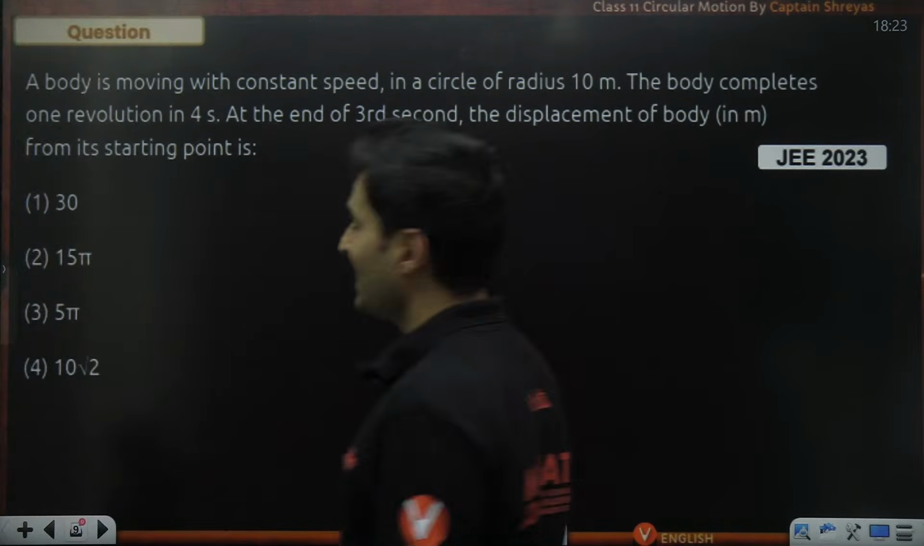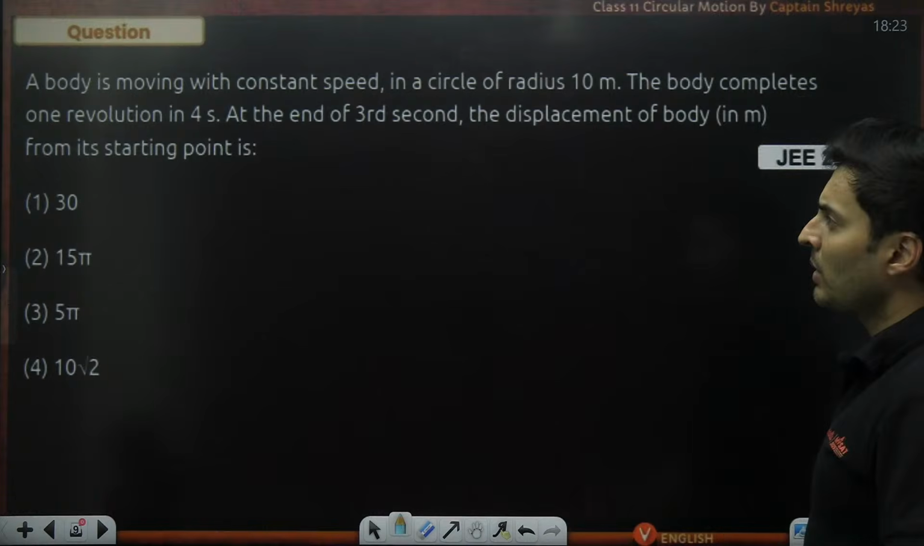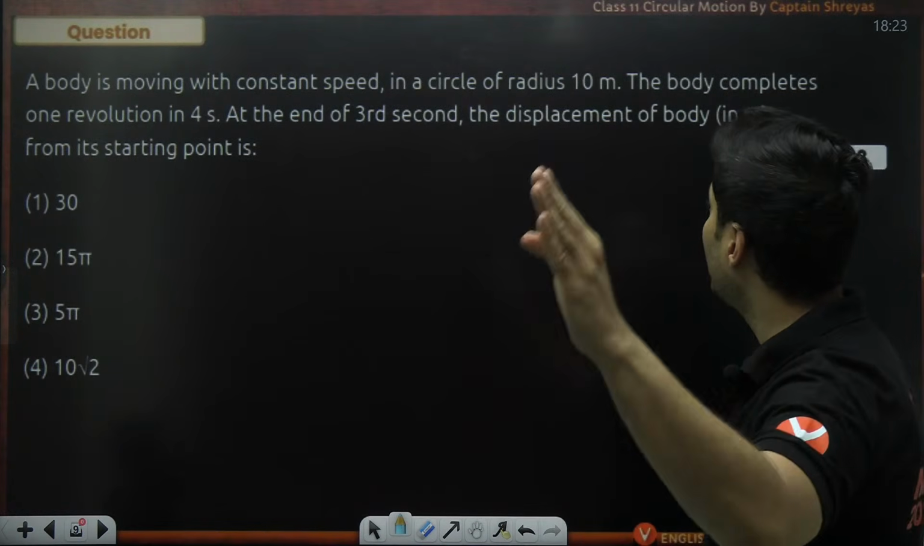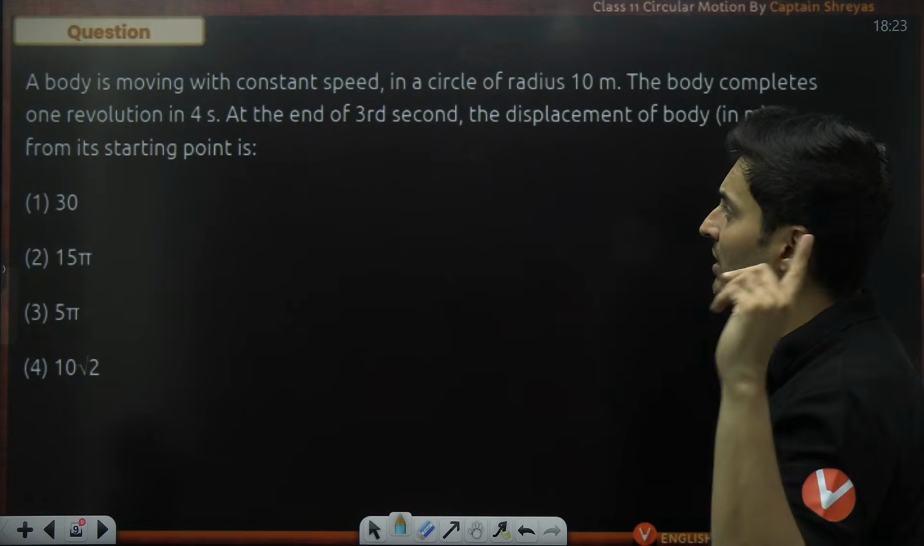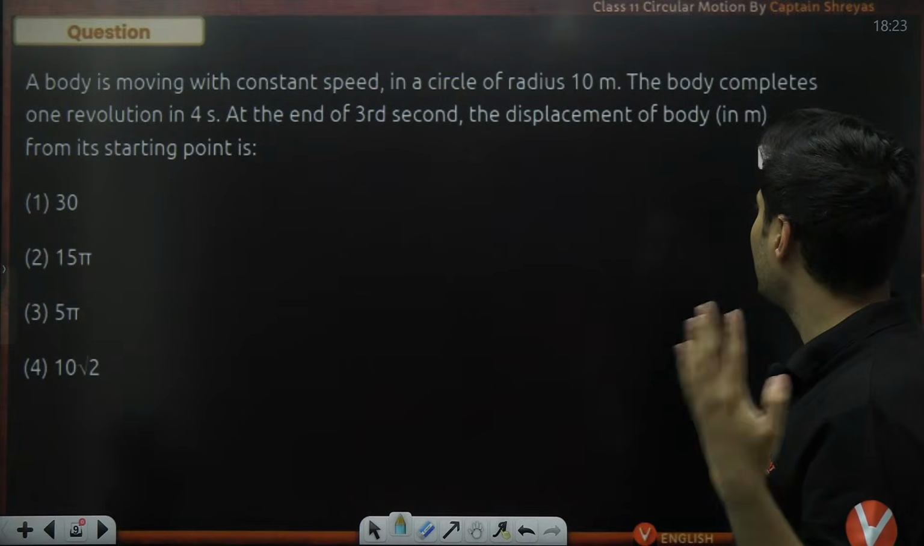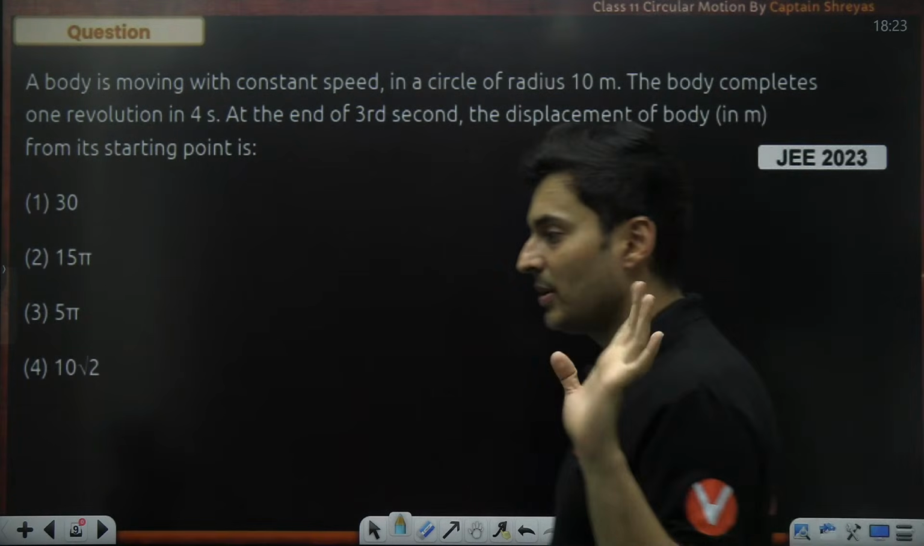And here it is. It was asked in JEE 2023. A body is moving with constant speed in a circle of radius 10 meter. Body completes one revolution in 4 seconds. At the third second, what is the displacement in meter, not angular displacement, in meter?